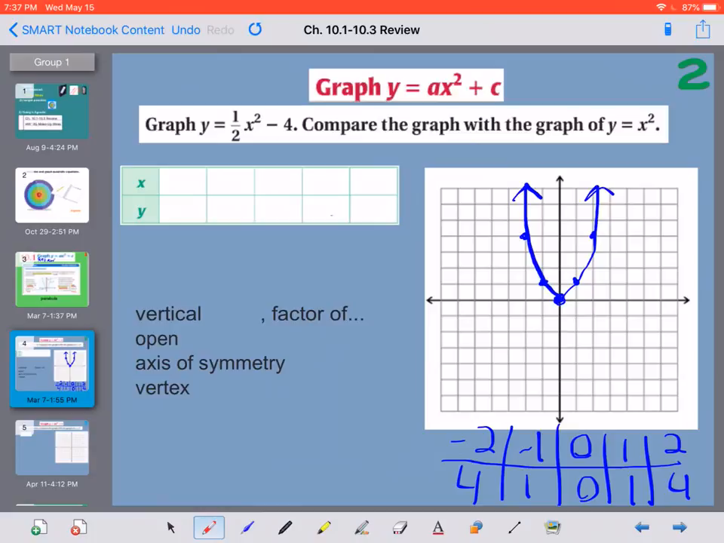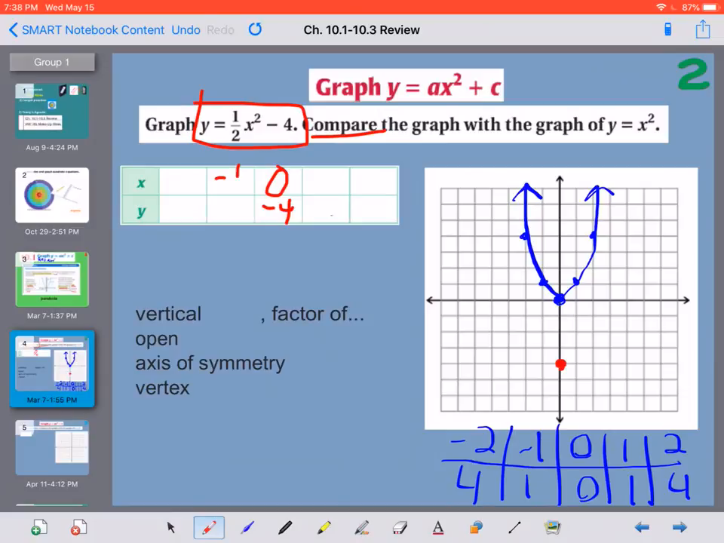So what they want us to do though is compare that one to y equals 1/2 x squared minus 4. So I'm going to start again by putting 0 in. When I put 0 in, we have 0 squared times 1/2. So 0 times 1/2 is going to be 0. Then we'll have 0 minus 4, which gives me a negative 4. So 0, 1, 2, 3, 4. We'll have a point right there.